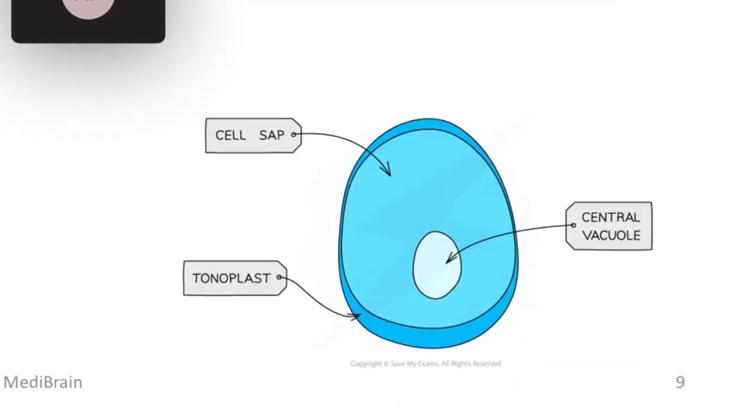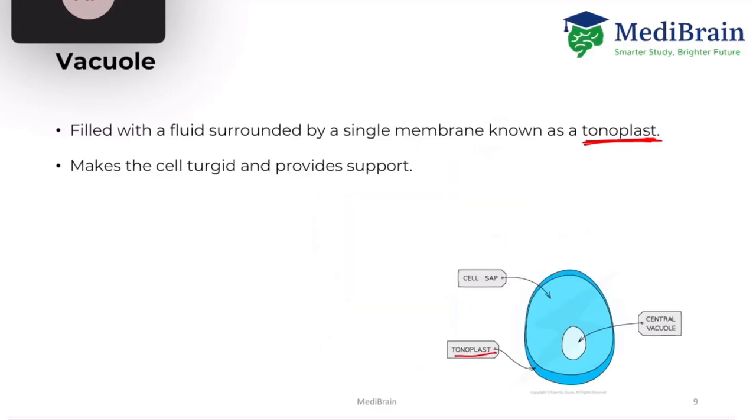If we have a look at this diagram over here, the tonoplast is one single membrane, and in the specification it is named. If it's named, you need to know it. Okay, so it's known as a tonoplast. That's the single membrane which is present around a vacuole.